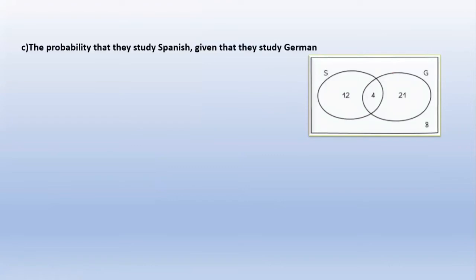So let's take another question, the conditional probability here. The probability that they study Spanish given they study German. So this is probability of Spanish given they study German, which is equal to probability of S intersection G divided by probability of G. Remember the formula. And then what is that intersection? Intersection is having both. So it is 4. So they study Spanish given that they study German.